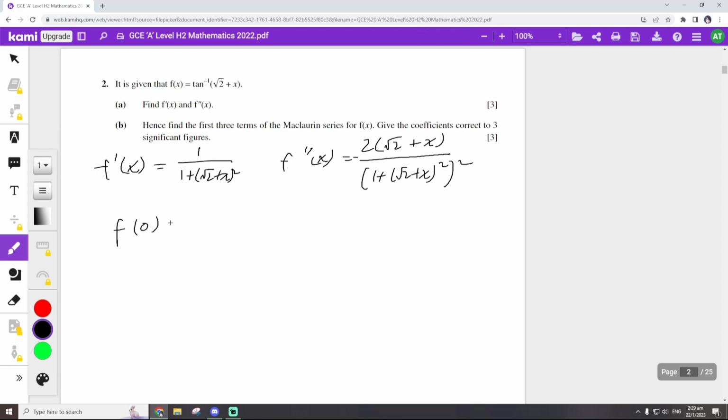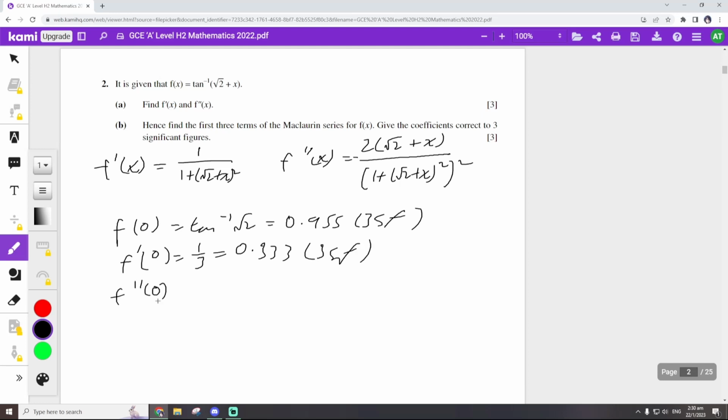Okay, hence find the first three terms of the Maclaurin series of f of x. Okay, f of 0 is tangent inverse root 2, which is not a nice number. I think it's 0.955 3 s.f. Okay, f prime 0 is 1/3, which is 0.333 3 s.f. Okay, then the second derivative is 2 root 2 divided by 9, which is 0.314 3 s.f.